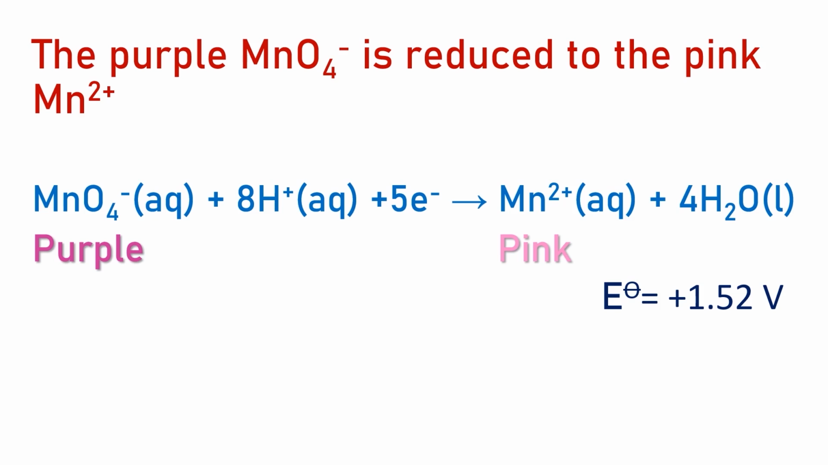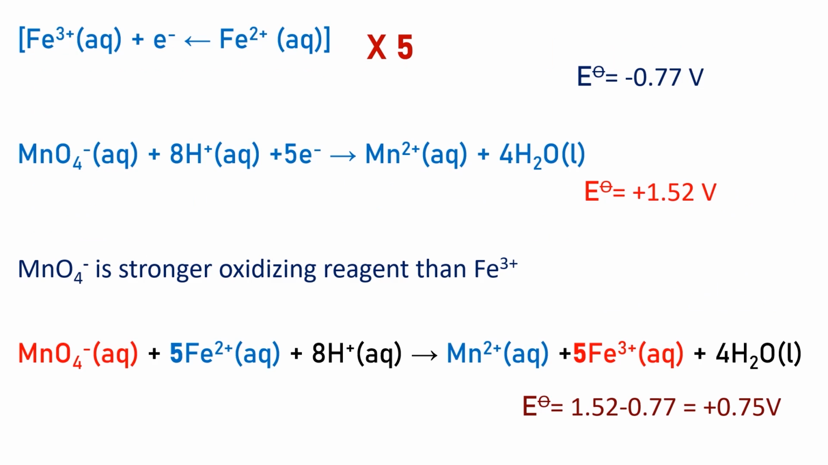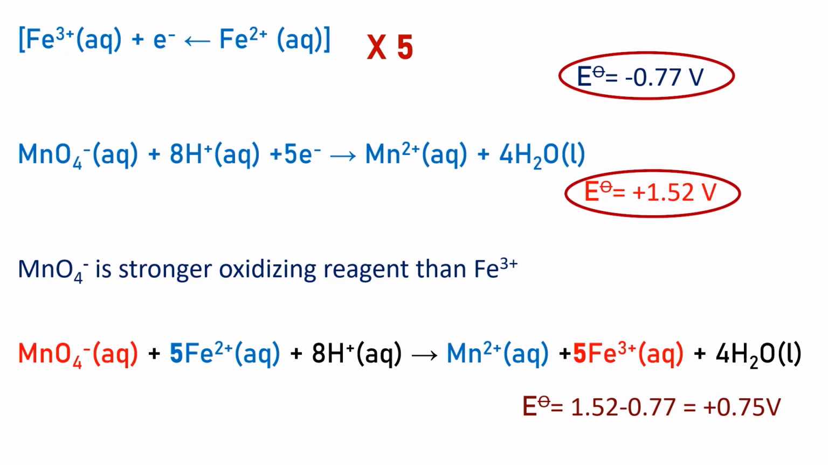Another example, manganese 7 in permanganate acts as an oxidizing agent, taking away 5 electrons from the other half reaction to be reduced to manganese 2 ions. You can see from the previous example that permanganate can oxidize iron 2 ions to iron 3 ions. The standard electrode potential is equal to 1.52 volts, which is higher than the iron half equation.